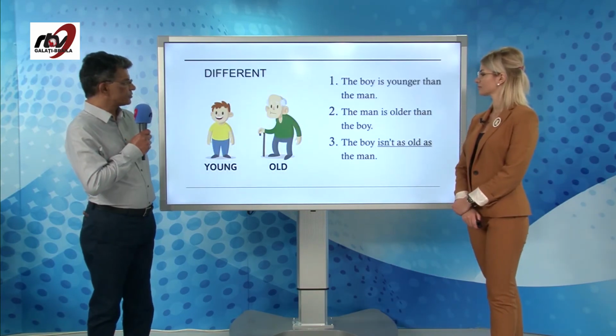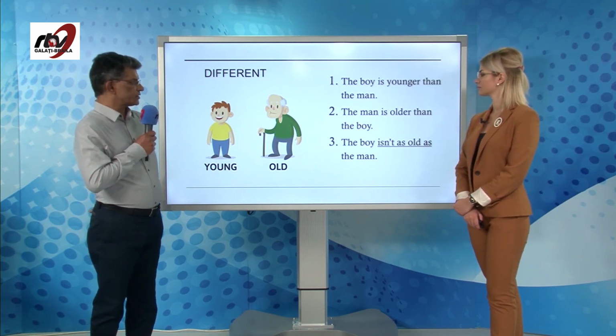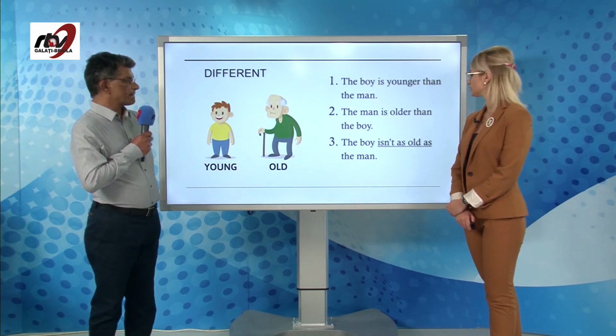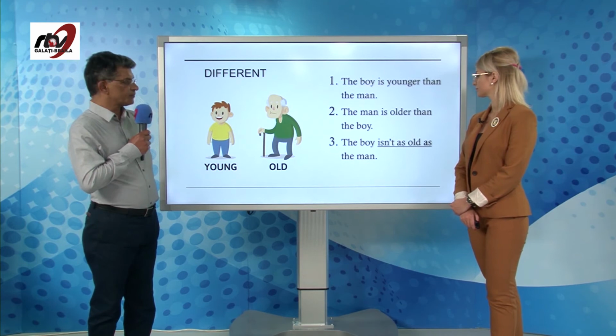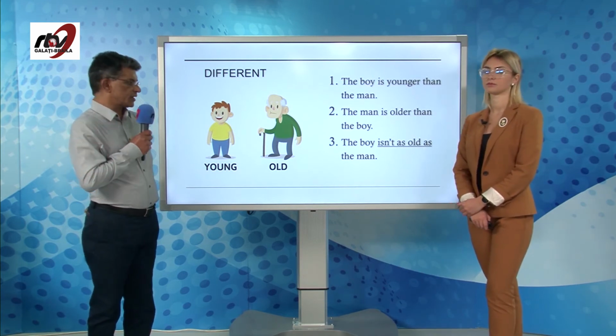And different, young and old. The boy is younger than the man. The man is older than the boy. And in the as form, the boy isn't as old as the man.